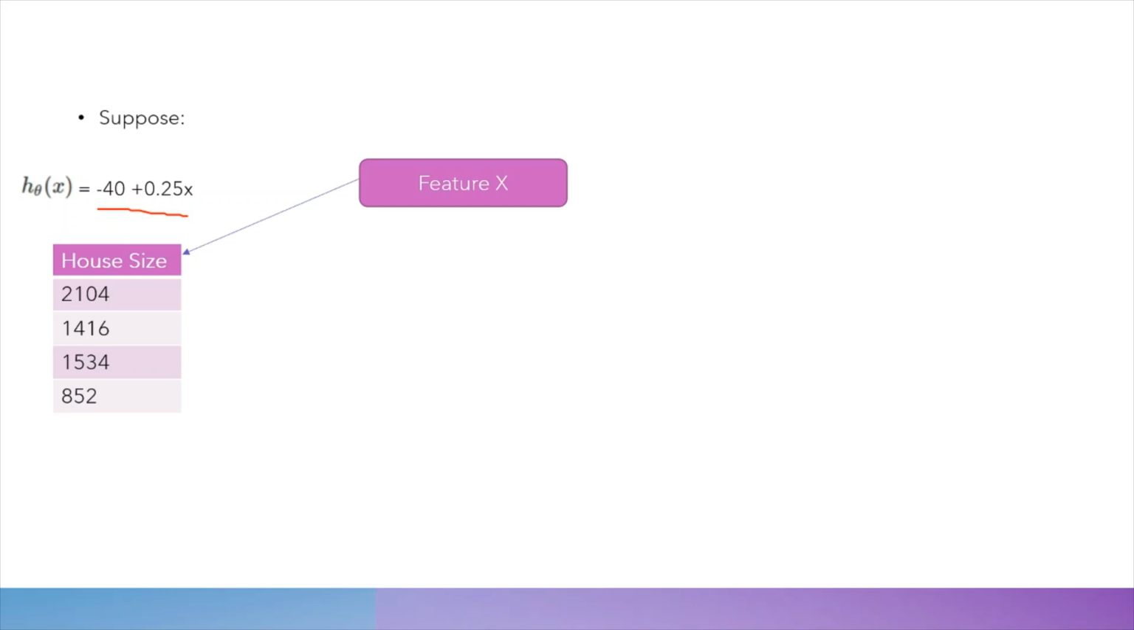So let's say I represent this feature x in the matrix form like this one. Okay, so in the first column of this matrix I put 1, and in the remaining column I put our feature x, in this case in the second column. Okay. So now I represent our theta in the vector form. Okay. So our theta minus 40 and 0.25 like this one.